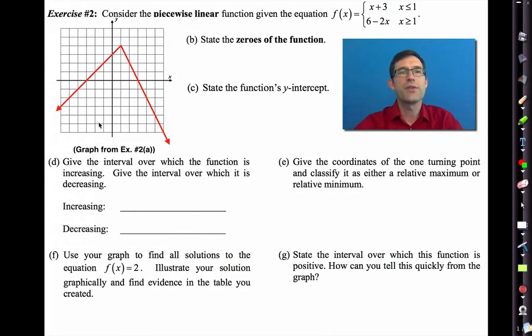Now what I've done is I've put the graph up here. I did it all in red. That's okay. Letter B asks me to state the zeros of the function. Now we introduced that idea previously. See if you remember what that means, or look back at the front side of the sheet. Pause the video now and see if you can answer both B and C.